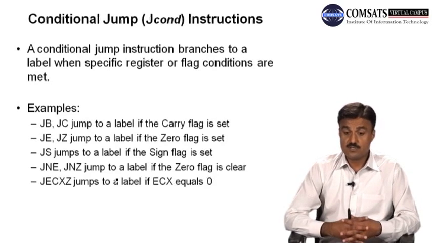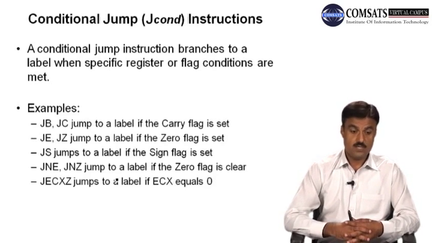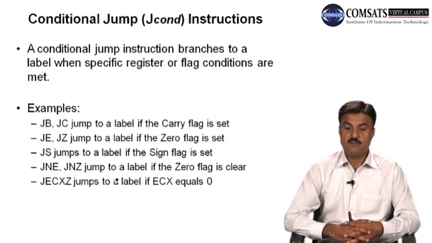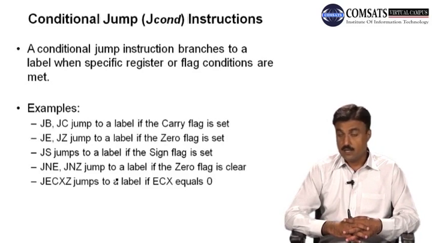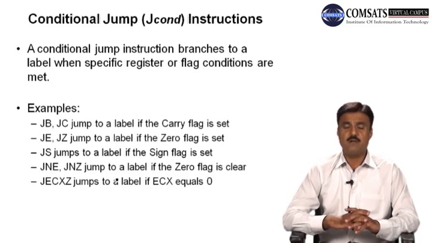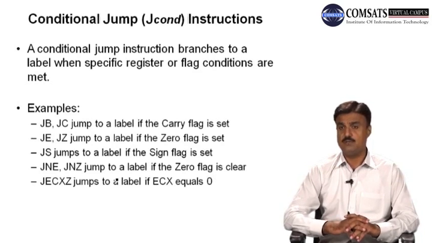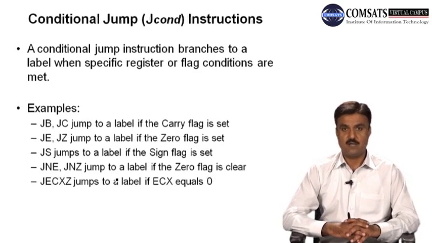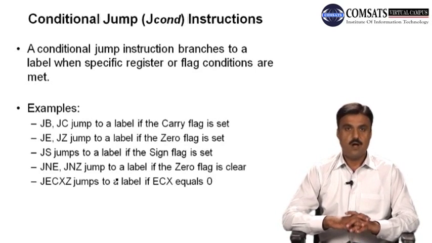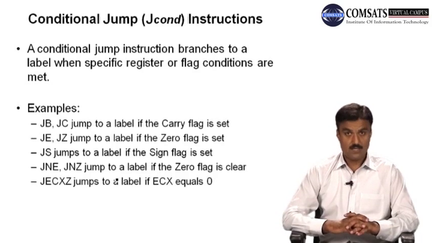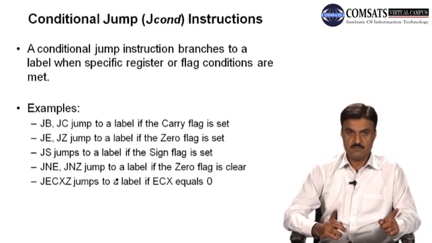So a conditional jump instruction branches to a label when specific register or flag conditions are met. Now actually everything is done based on the flags. Even if we use signed or unsigned comparison, signed or unsigned conditions, signed or unsigned values, or register values, at the end what happens is that the flags are changing.